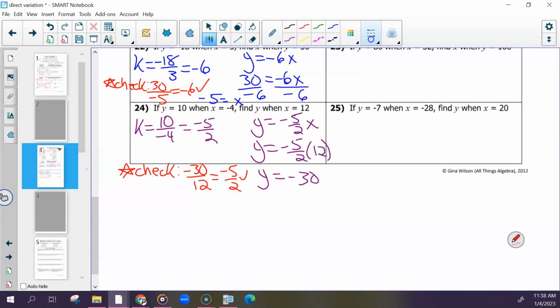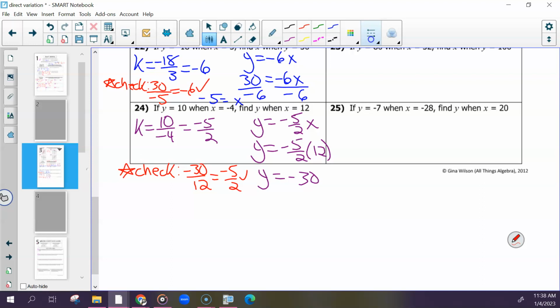There are some word problems that go along with this, but before we get to that, look back at any problems that we didn't do on this page, on the last page. Are there any you want to see, go over, had questions about? Aaron.